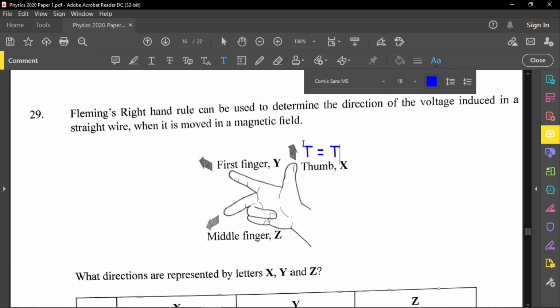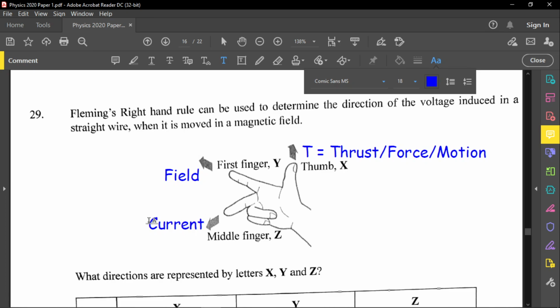So let's make a note of that. Thrust is the same thing as force. And if something is moving due to force, then there's motion there as well. But I just want to remember thrust, which is force or motion. Okay, so thumb, thrust. The first finger is the field. First finger, F, which is the field. The middle finger, let's call it the center finger, C for current. So just remember that.